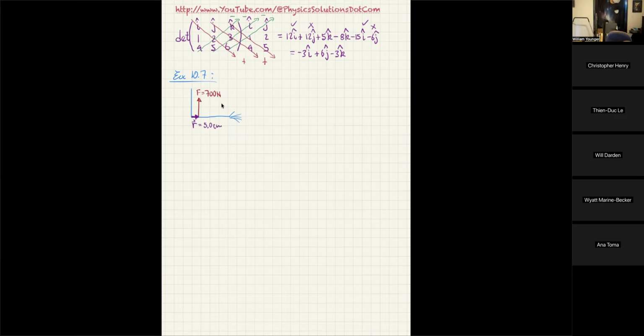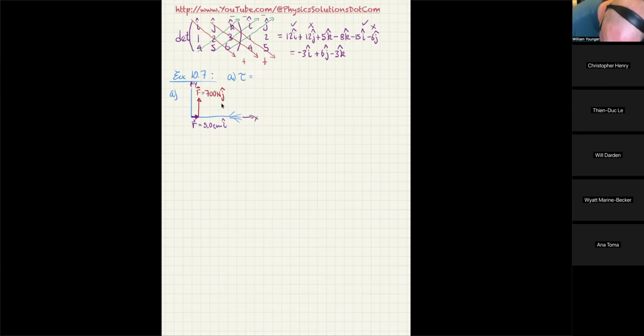5.0 centimeters, and that's going to be, if I treat this as the x-axis and this as the y-axis, 5 centimeters I hat, and this force of 700 newtons would be 700 newtons J hat. But I'm not doing anything with vectors. I just wanted you to see exactly what this scenario is, and this is part A, by the way. So now I'm going to calculate for part A.